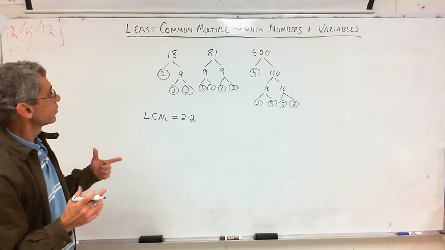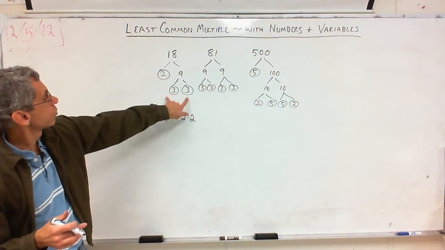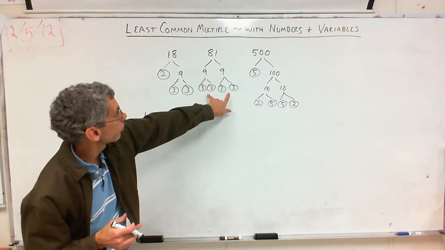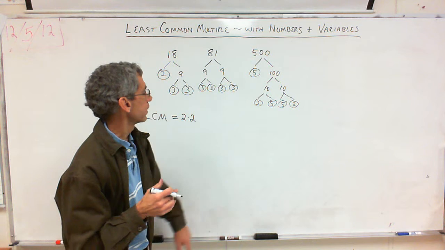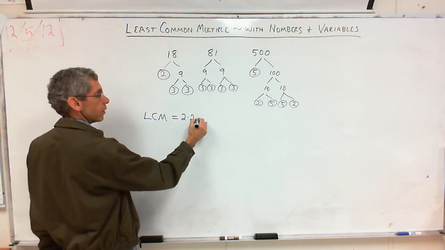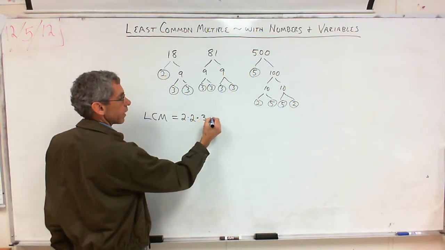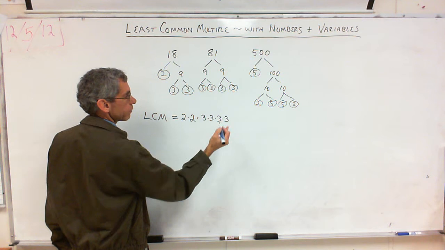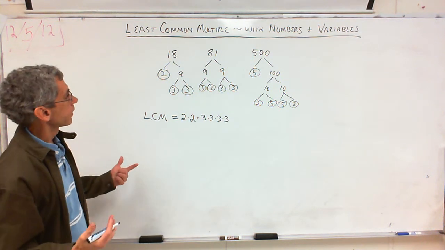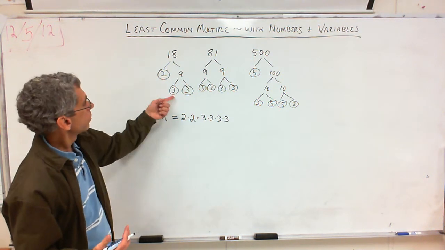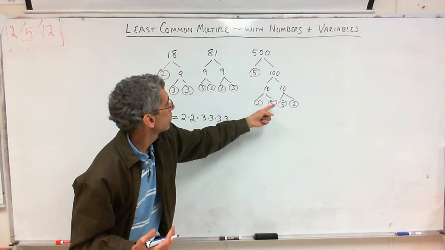Okay, now let's do 3's. This one has 2 3's in it. This one has 4 3's. This one has no 3's. So what do I put here? 4 3's. So 3 times 3 times 3 times 3, right? And then now 5's. I think that's the only other number, right?